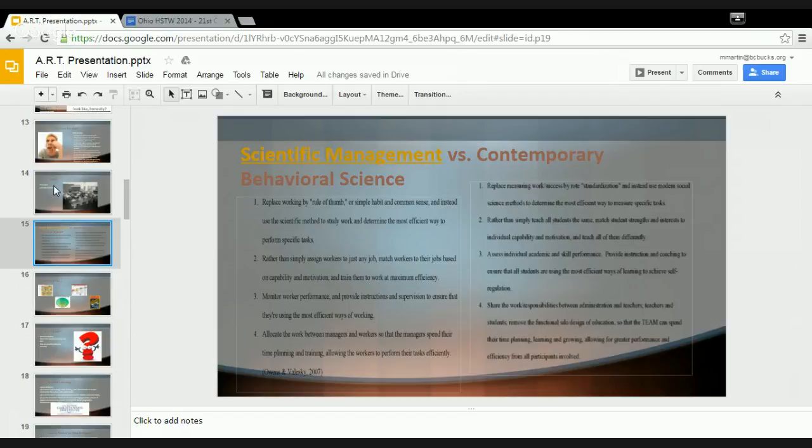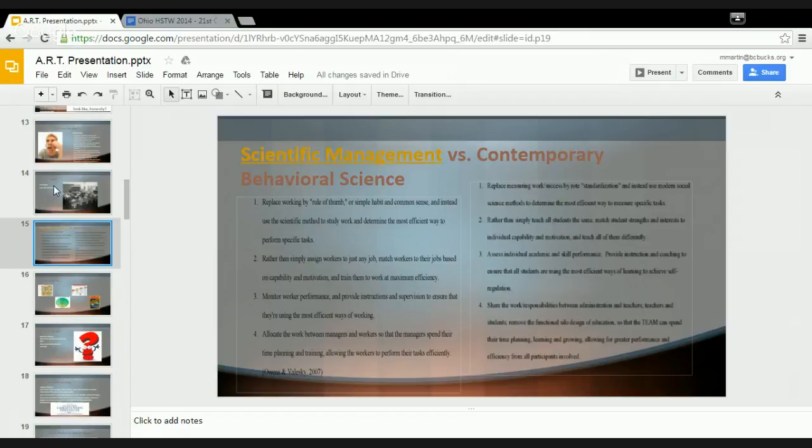And I know there's lots of words there, and I'm not going to bore you to death with all of that. But when you look at those, you'll see that number one on the left-hand side is scientific management. It's replace working by the rule of thumb. We want habit. We want common sense. There should be a scientific method to study the work and determine ways to be successful. Number two was don't simply assign workers to just any job. Match workers to their jobs based on their capability and motivation.